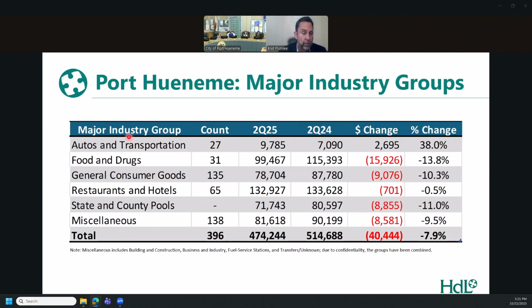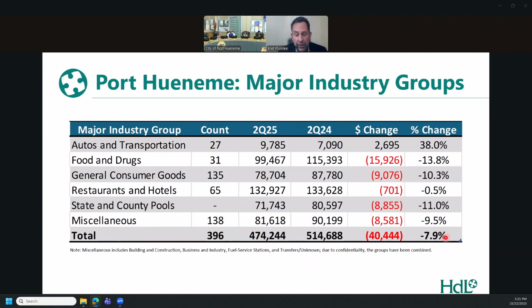And the reason that I don't have all 8 of the major industry groups listed here is because there are a number of major industry groups that are confidential within the city. And so we group those together. I've highlighted it here: building and construction, business and industry, fuel and service stations. They're all grouped together in that miscellaneous so that we're not breaking any confidentiality laws.